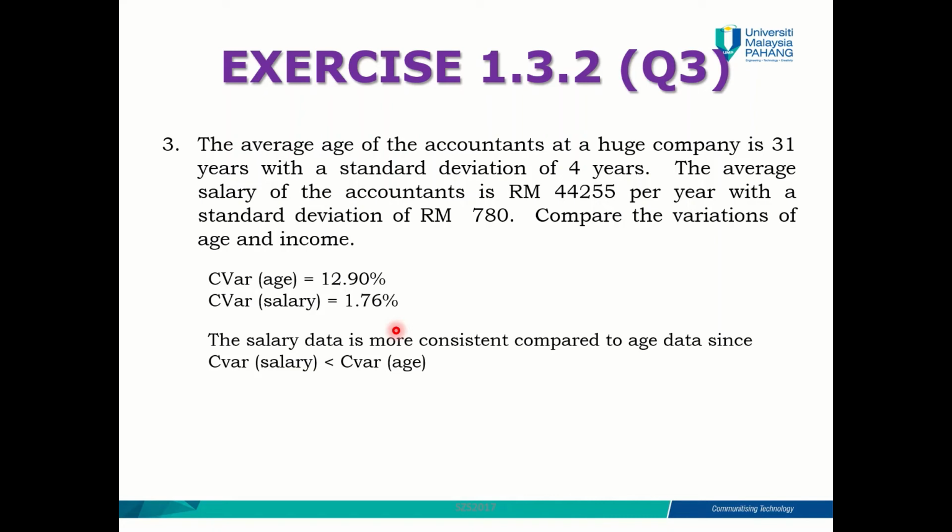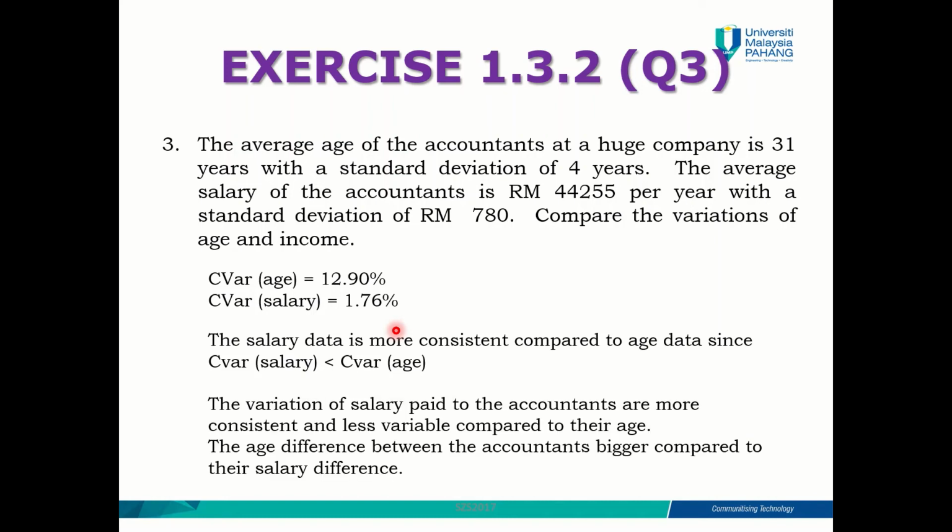Okay, now, this is what you understand from the calculated value. But what else can you describe about the data? What else can you describe about age and income when you know that salary is more consistent? This means the variation of salary paid to the accountants is more consistent and less variable compared to their age. So this is the interpretation. This is how you interpret measures of variation. You need to give a meaningful interpretation about the variable.